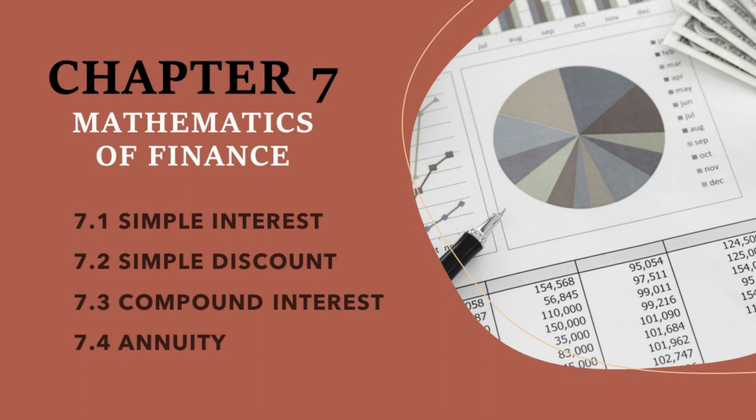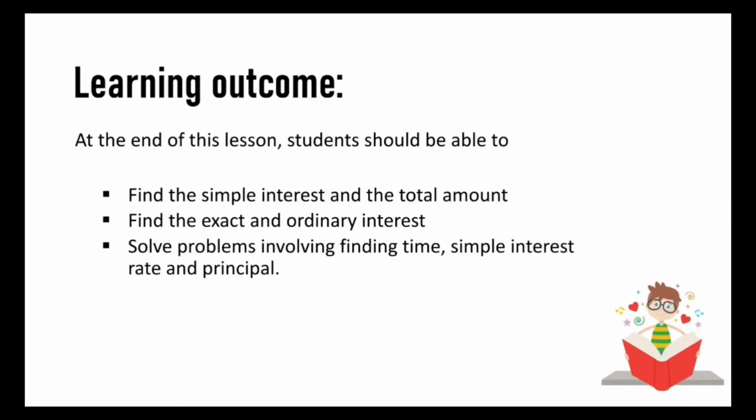Chapter 5 consists of 4 subtopics: 5.1 Simple Interest, 5.2 Simple Discount, 5.3 Compound Interest, and the last part of chapter 5 is 5.4 Annuity. So today's topic is 5.1 Simple Interest. These are the learning outcomes for this lesson.